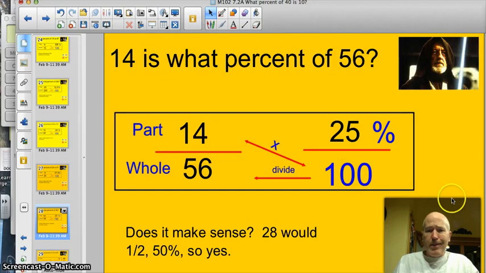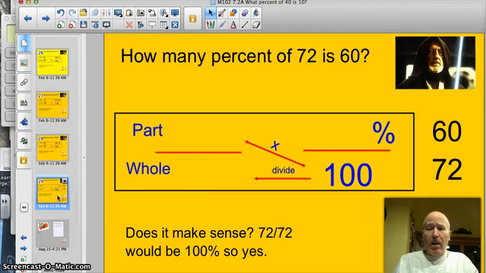And does it make sense? Absolutely. 14 out of 56, 25%? Yeah, because 28 is going to be 50%. So yes, it makes sense. All right, your last problem. Go for it.